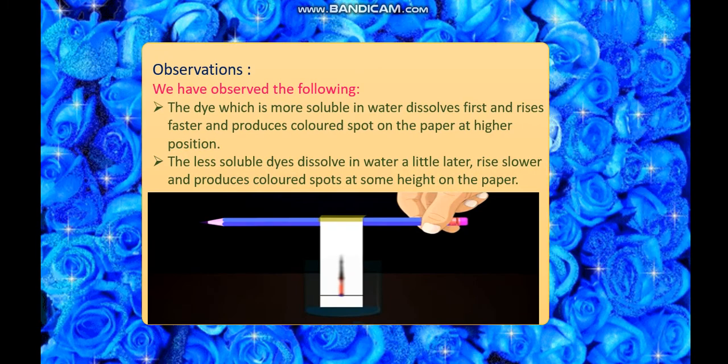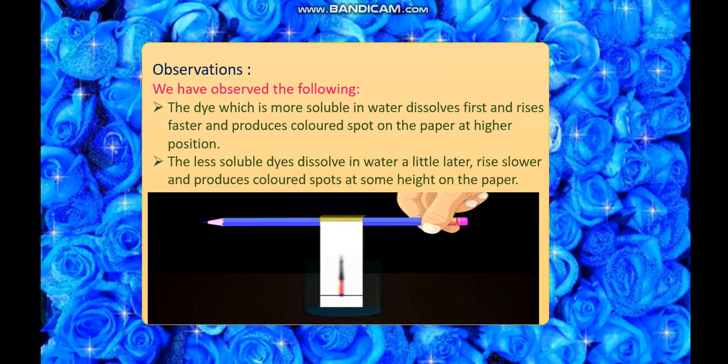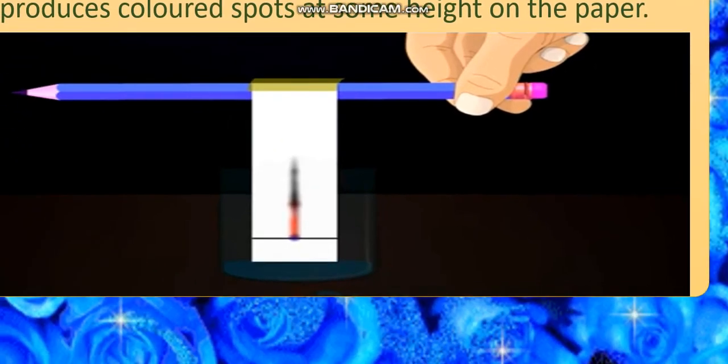The dye which is more soluble in water dissolves first, rises faster, and produces a colored spot on the paper at a higher position. What about the less soluble dyes? They dissolve in water a little later, rise lower, and produce a colored spot at some height on the paper. So in this activity, you can observe that the black dye is more soluble in water, for which it has reached a higher position. But coming to violet, it is less soluble in water, because of which it has produced its colored spot at some height on the paper.